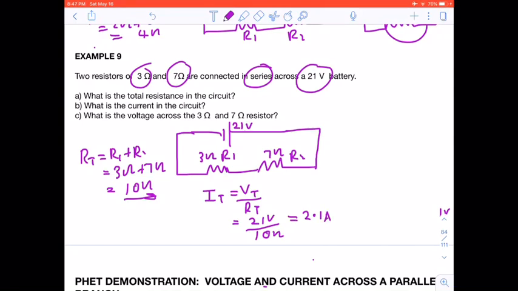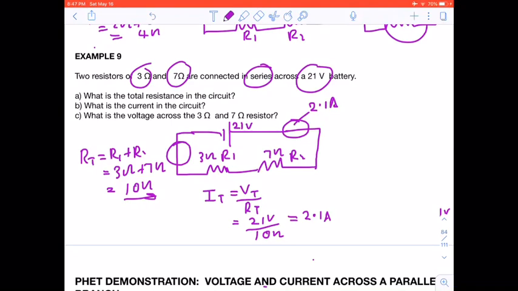Right, 2.1 amps. But now it asks what is the voltage across the 3 ohm and 7 ohm resistor. We know collectively the voltage across the 3 ohm and the 7 ohm is 21 volts, and the current in the circuit is equal to 2.1 amps.